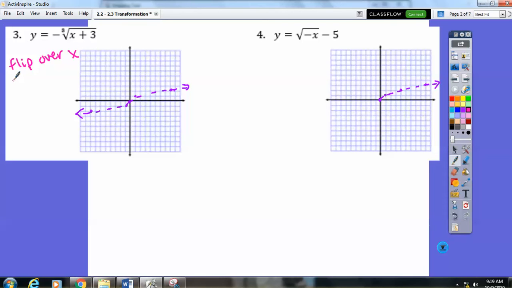What's the plus 3 do? Okay, so if I take a point, 0, 0, and I flip it, it doesn't go anywhere, and then left 3. If I take 1, 1, and flip it over the x, it goes down here to negative 1, left 3. If I take negative 1, and flip it, it goes up here, left 3. And so what it's done, our graph looks like this.